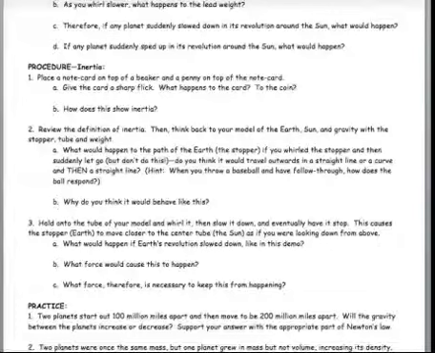So let's look at number 1 under inertia. It says place a note card on top of a beaker and place a penny on top of the note card and then flick the note card. So I'll show you what happens there. I have a penny on a note card, and I have the note card on top of the beaker. The note card flew right at you. The penny ended up in the cup.